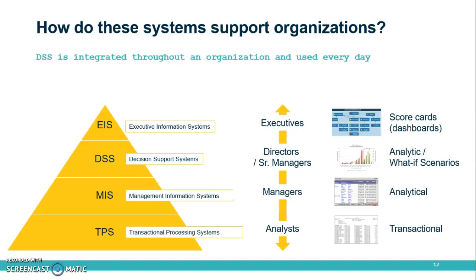Managers and analysts would use a lot of structured data from data warehouses, so analytical and transactional type data. Managers might use that information to help allocate resources on their teams based on how they're seeing things play out. And analysts might use the structured data from a data warehouse for transactional reports to let them know how many customers didn't have orders placed.